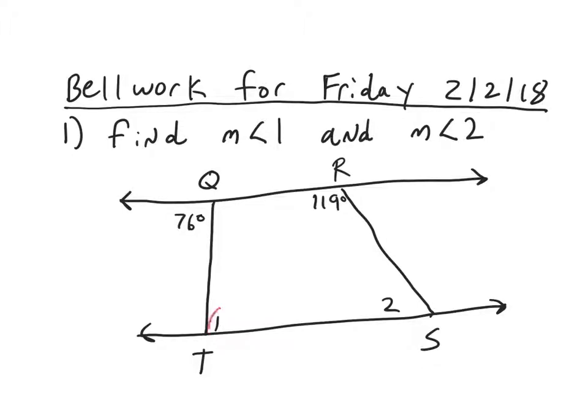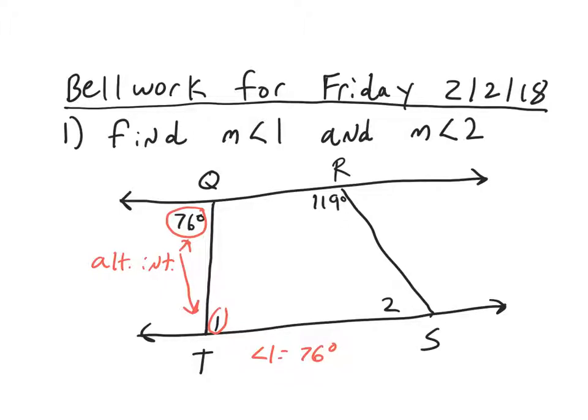Here's angle 1. Here's a 76, and those two angles are alternate interior. So alternate interior angles are equal. That means angle 1 equals 76 degrees.